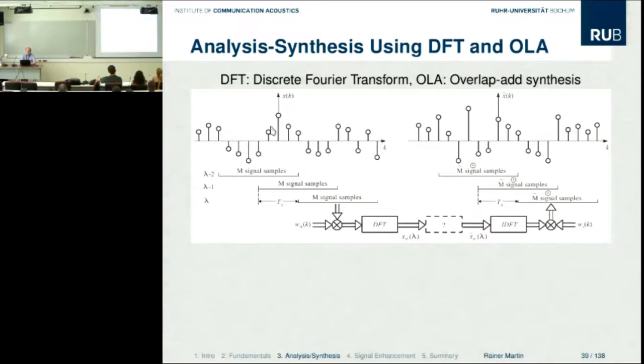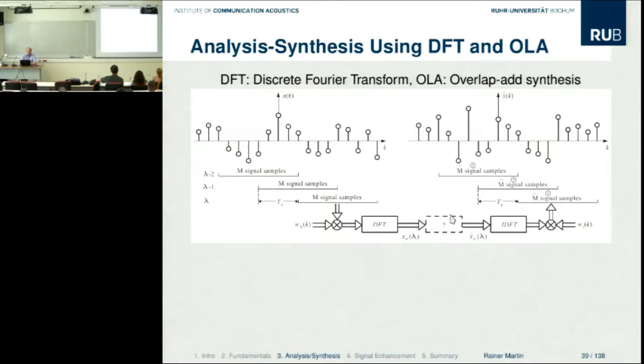So here are the samples of the input signal, x of k, running from the left to the right. And then we take out M signal samples, and we apply a window function. Can you read this? It's large enough. A window function, w_A, to these M samples, and then we perform a DFT or fast Fourier transform.